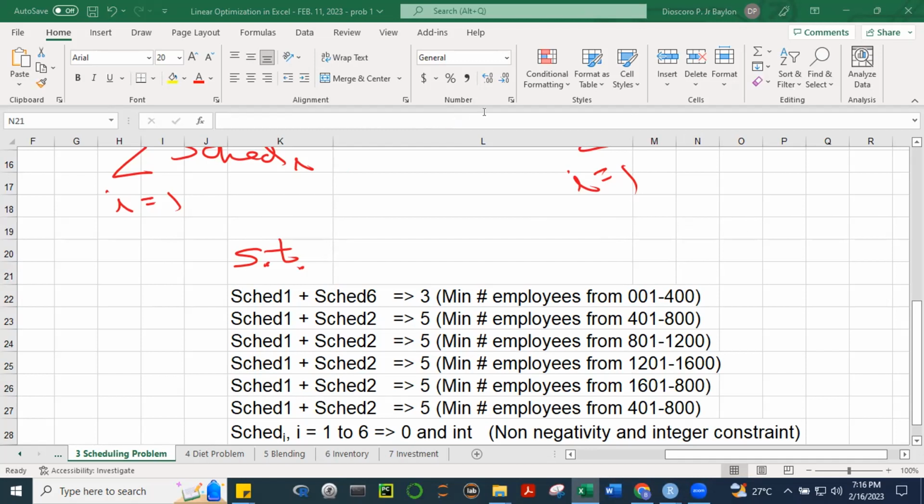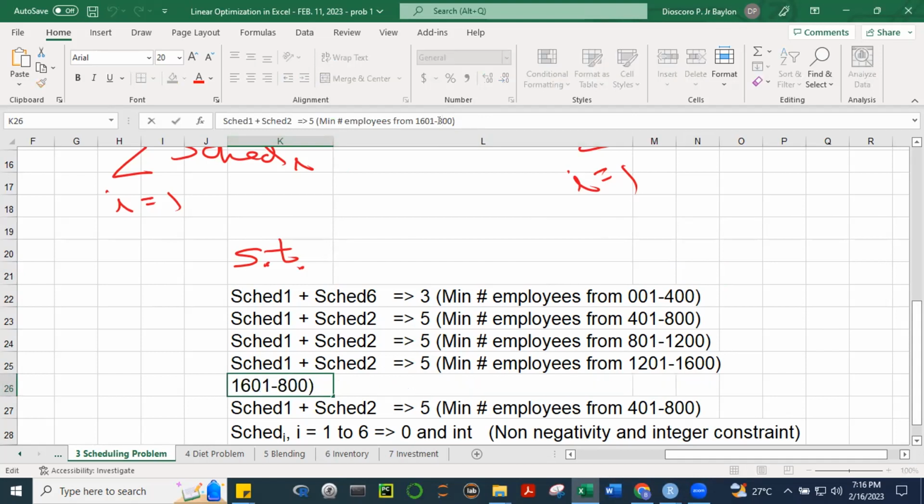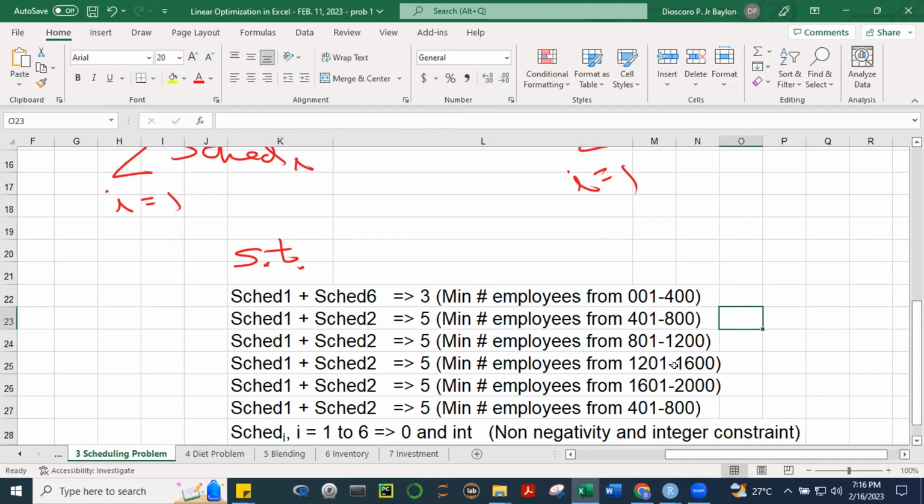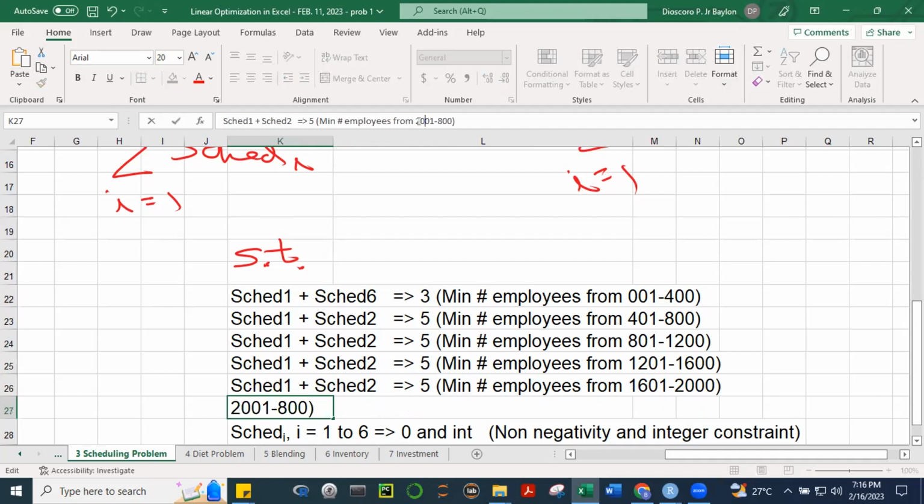So we have here 1201 to 16, 1601 to 4 to 20, plus 4. And then here is 2001 to, once again, 00, or 12 midnight.